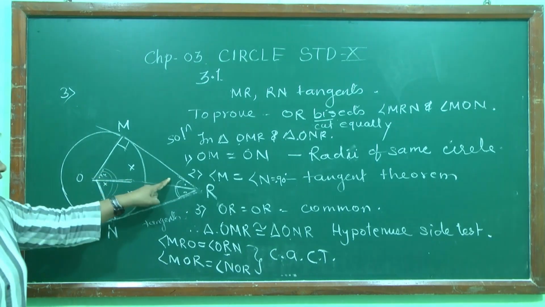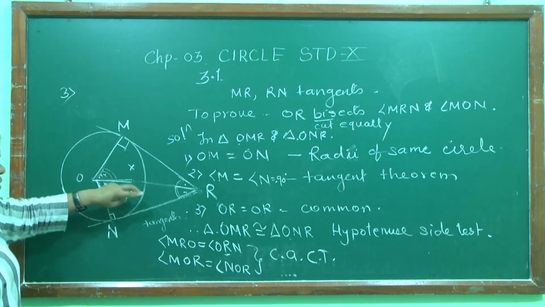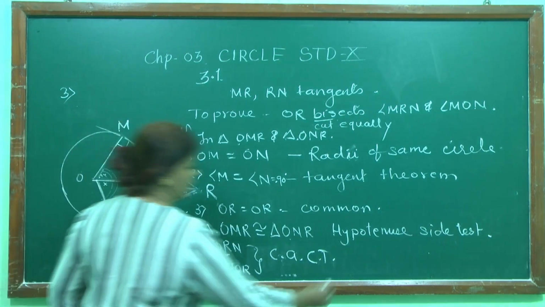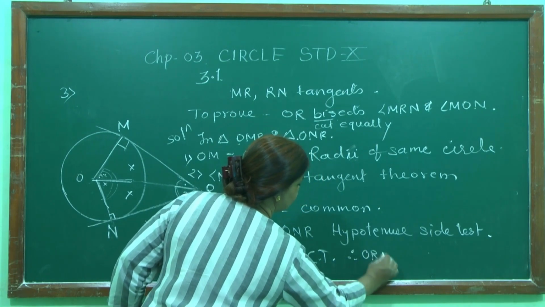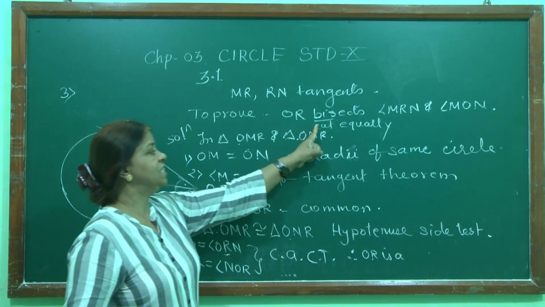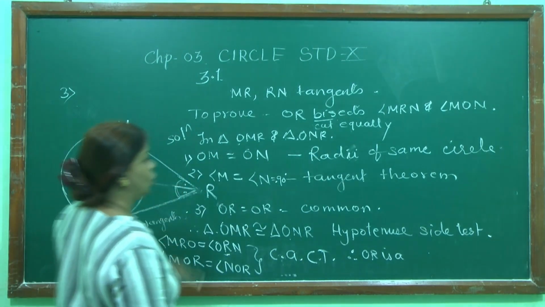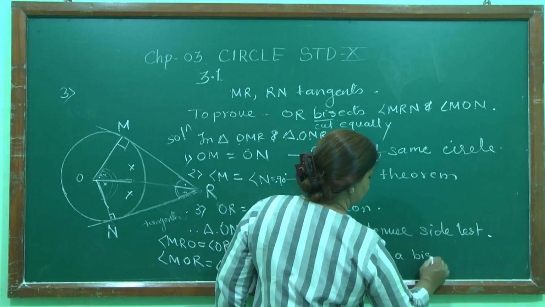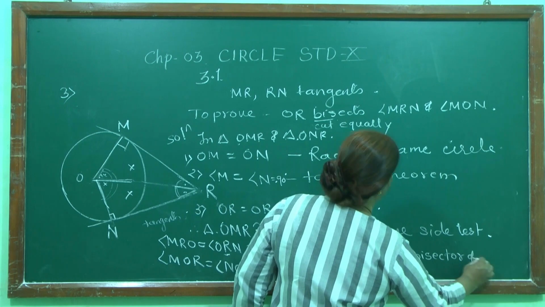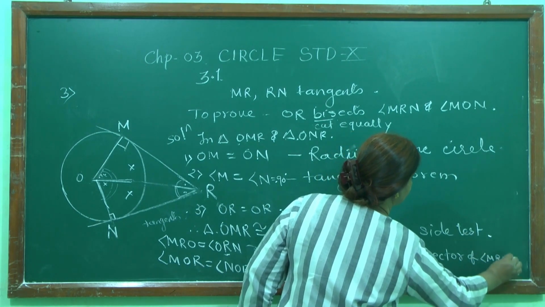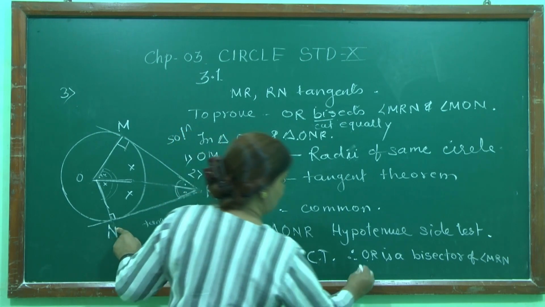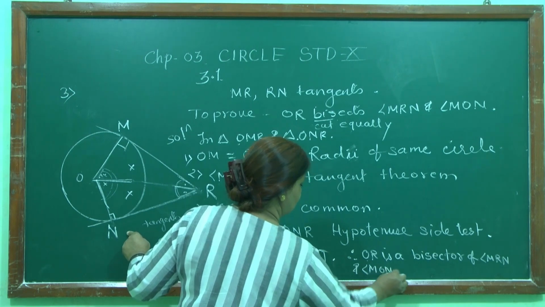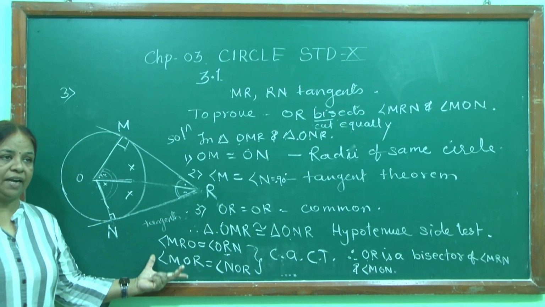So we proved that this angle is equal to this angle. So I can say OR is a bisector. If two angles are equal, then OR is a bisector. Bisector means cut equally into two parts. Bi means two. OR is a bisector of angle MRN and angle MON. You can pause the video and you can write down, children.